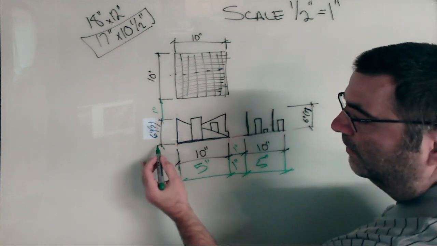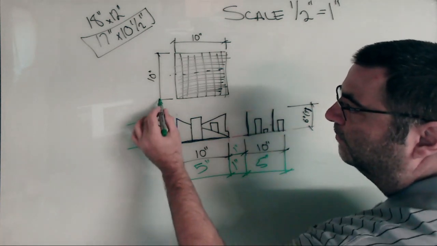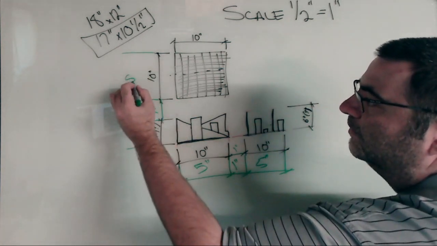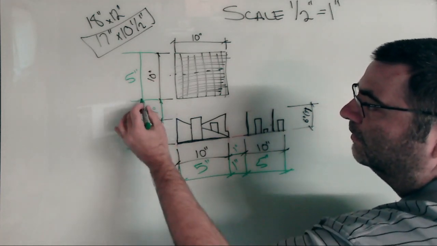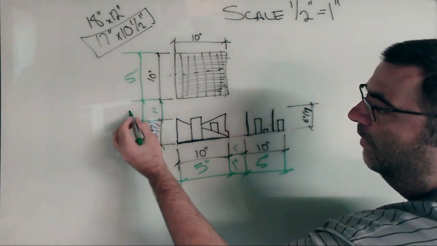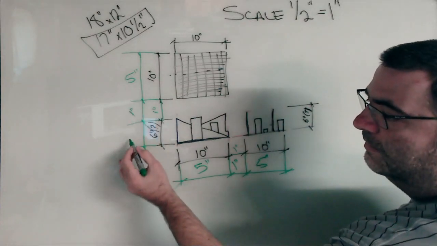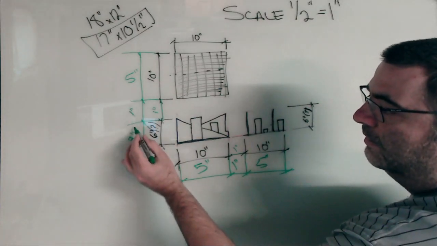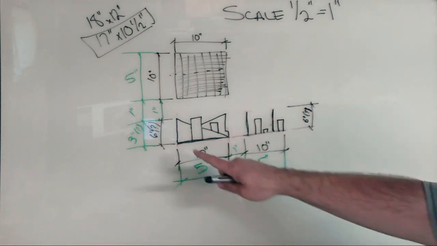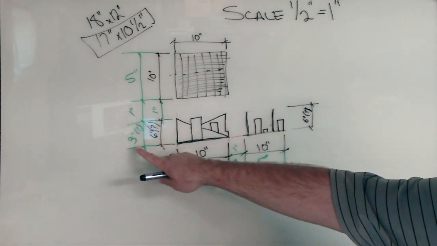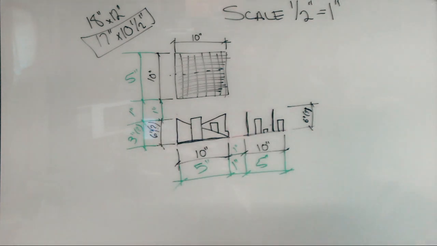Okay, and then we're going to come up the other direction and we're going to split this. So we've got 5. We've got 1. We're maintaining that 1. And then in my case, I'm splitting 6 inches down the 3. Again, I don't know what your dimensions are going to be.